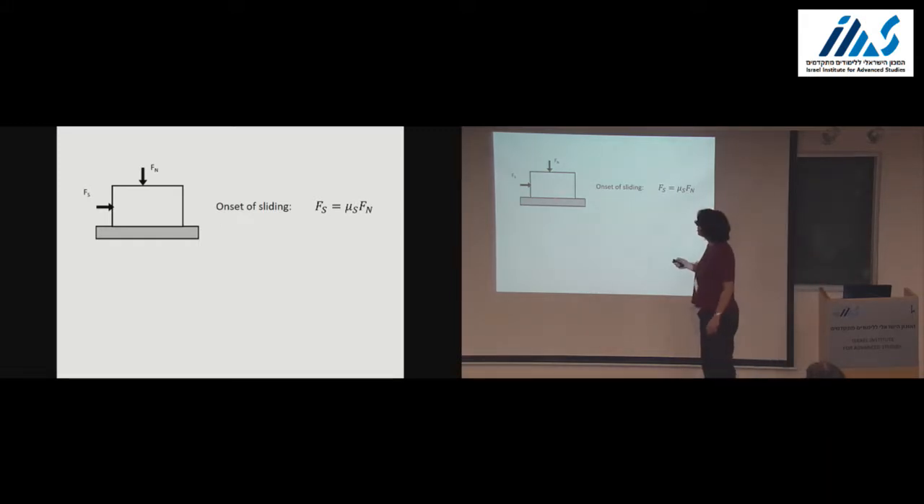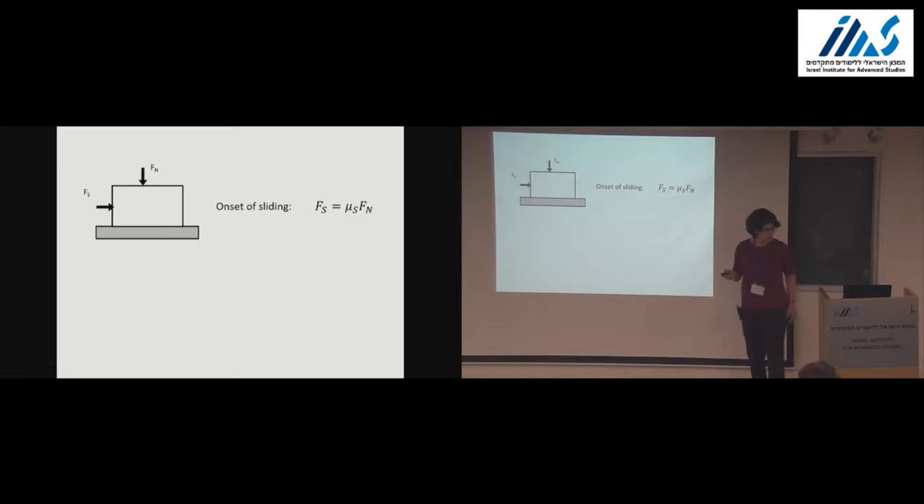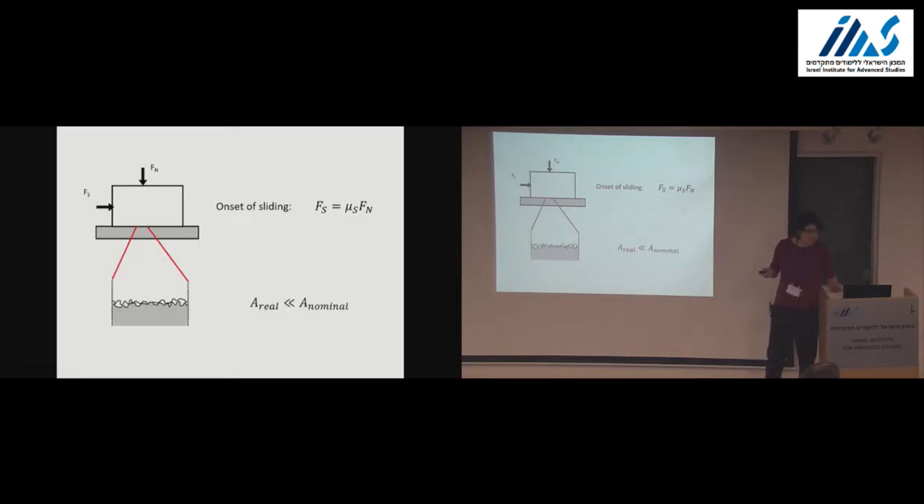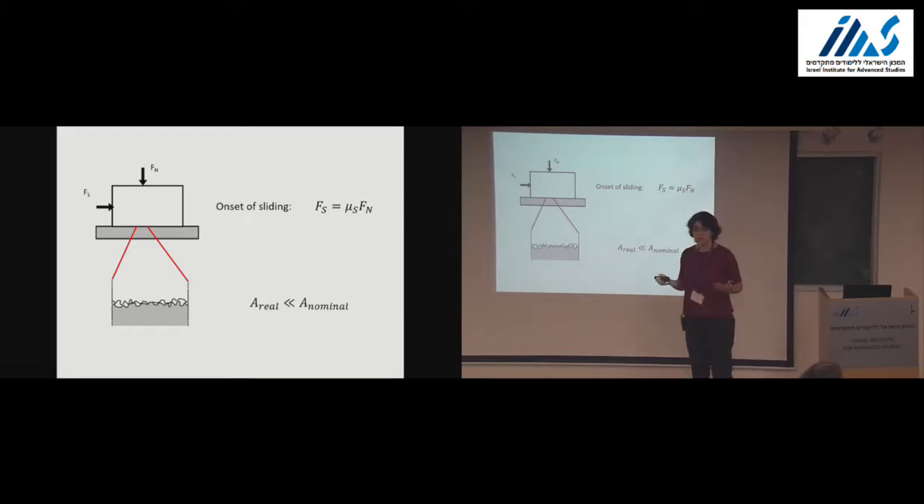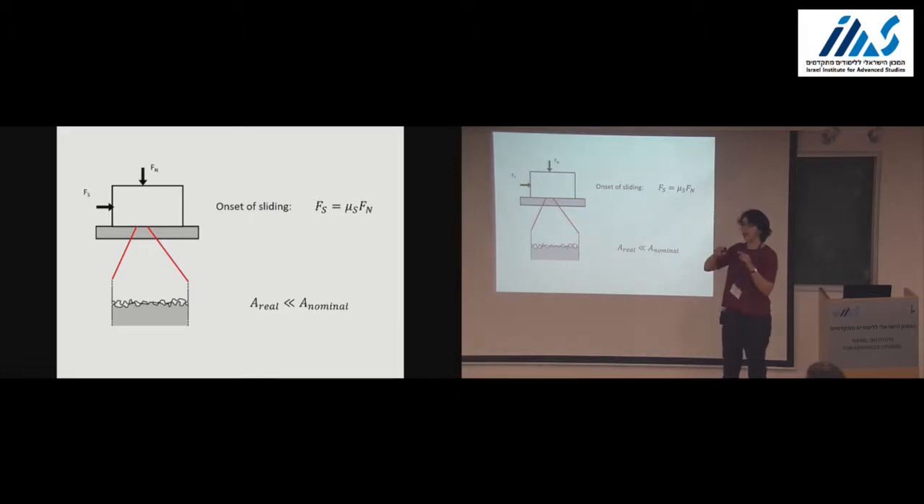If I do this experiment, I press 2 blocks together, then following the classical friction law, I have to apply a shear force proportional to the normal force, where the proportionality is the static friction coefficient. And this seems to be a reasonable law when we consider that the real area of contact is much smaller than the nominal one, right? Solid surfaces are rough, and when they are brought together, only the highest asperities form contact.